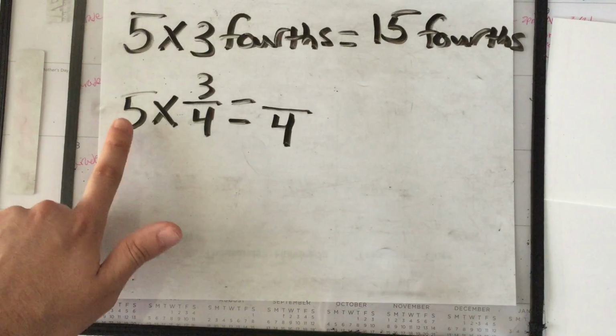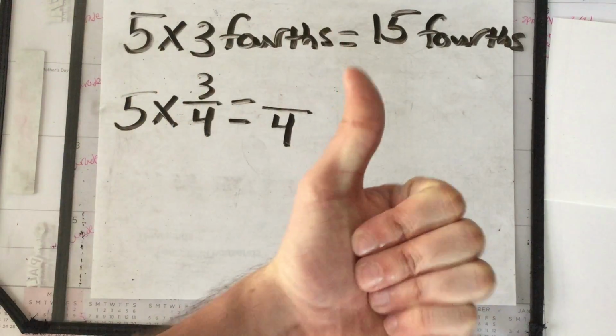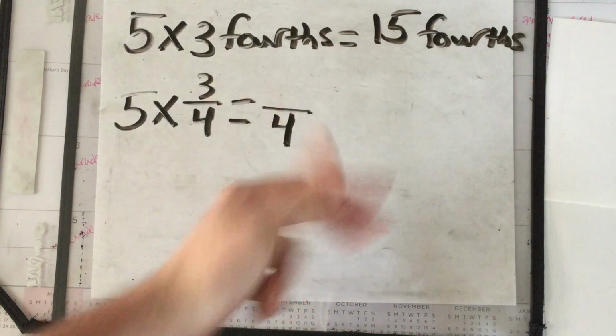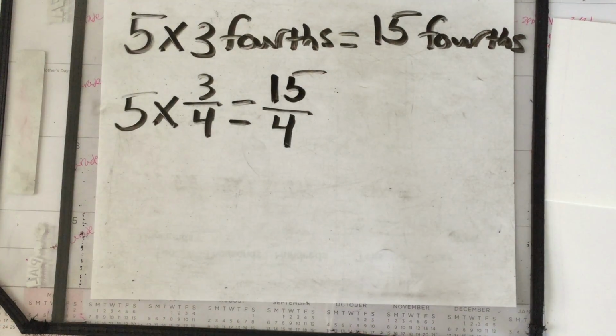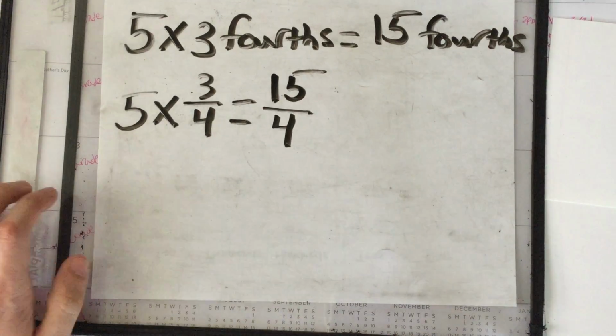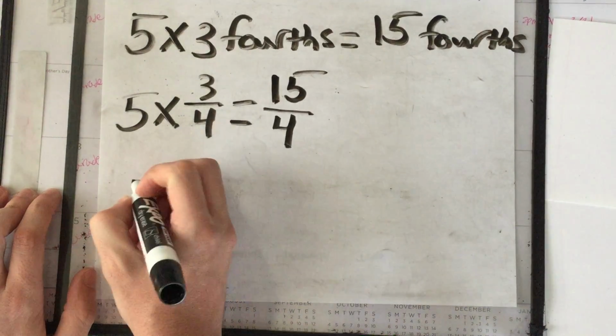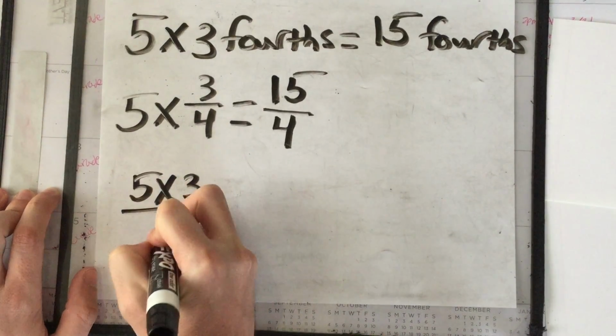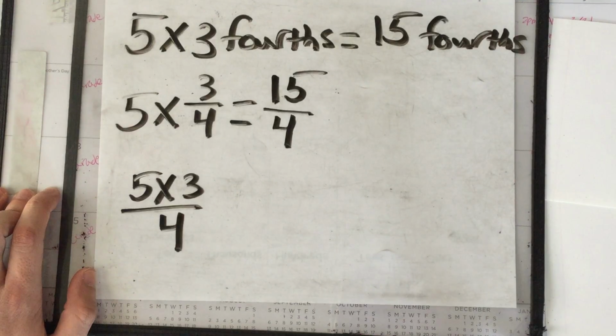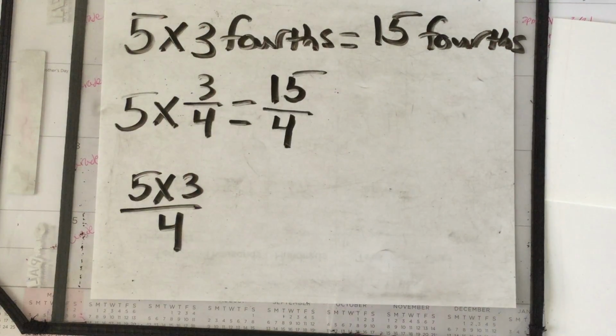Let's see if it works down here. 5 times 3, 5, 10, 15. 15/4. We got the same answer. What we ended up doing was something like this. 5 times 3 over 4. Right? Here's why this is working.